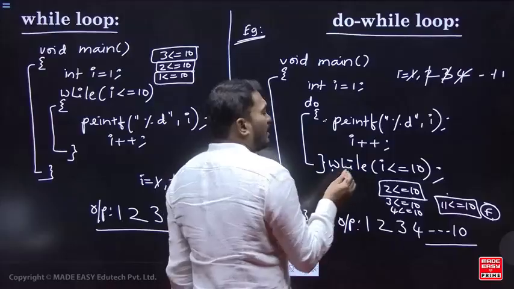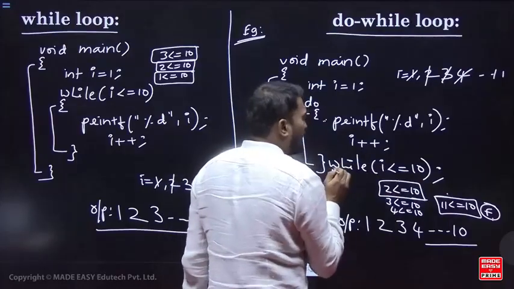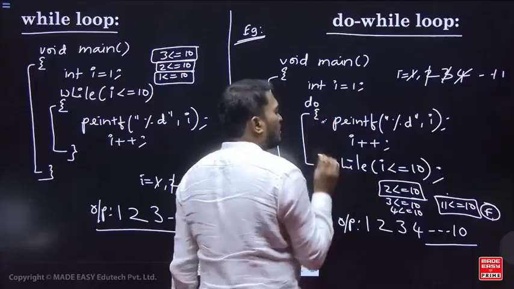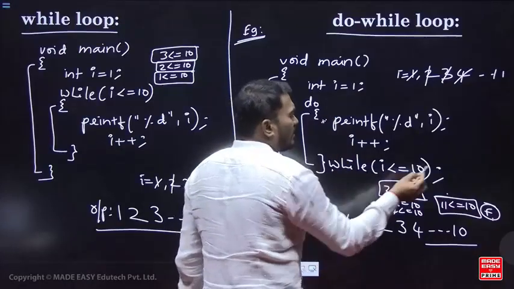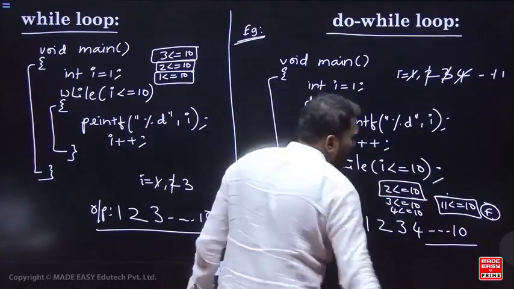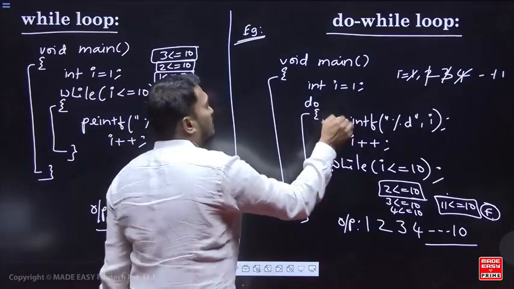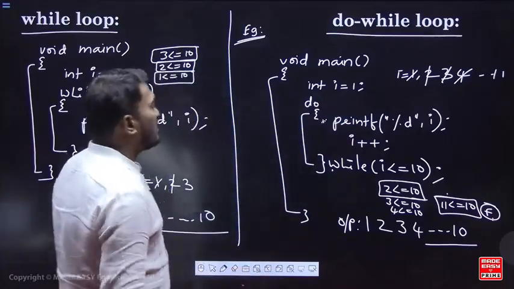So what does this mean? Okay, as long as this condition is true you will do; if the condition is true, execute do; if the condition is true, execute do. If the condition is false, you come out of the while loop. Is that clear? So this is how the do while loop will execute. Is this clear for everyone?